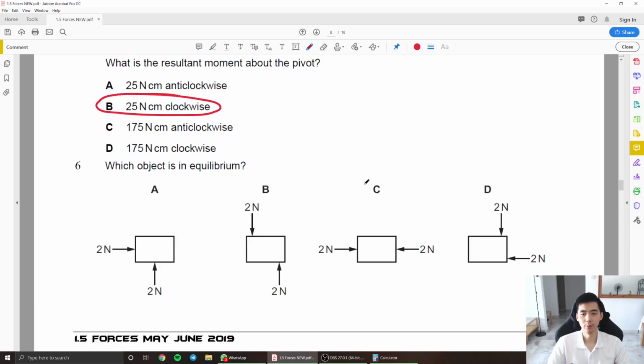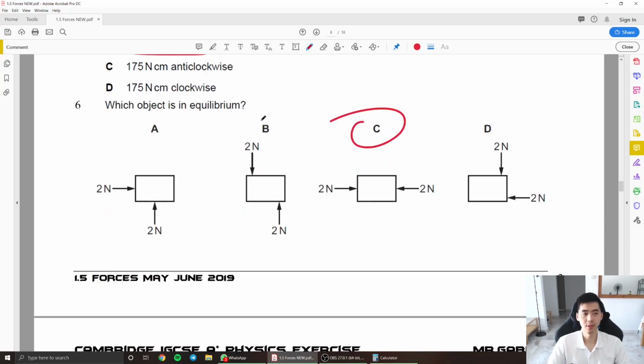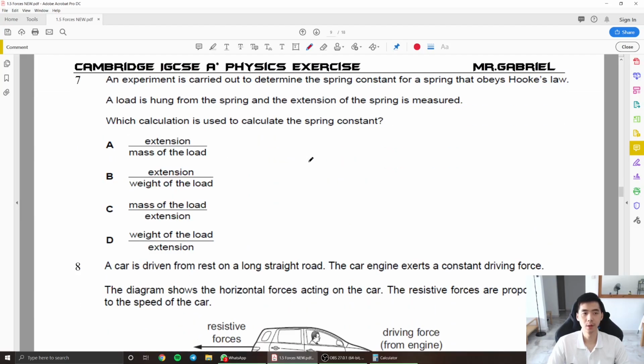Which object is in equilibrium? No need to say so much. Obviously C, nothing to explain here. An experiment is carried out to determine the spring constant of a spring that obeys Hooke's law. A load is hung from the spring and the extension of the spring is measured. Which calculation is used to calculate the spring constant? F equals Kx, or K will be equal to F over X. So weight of the load over extension is the only logical answer here.